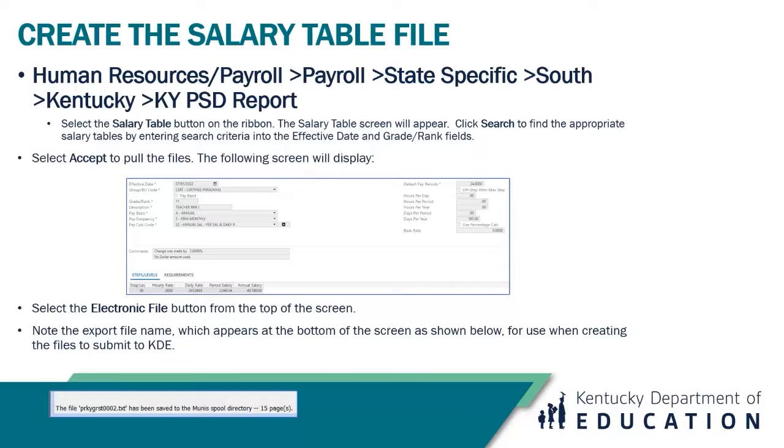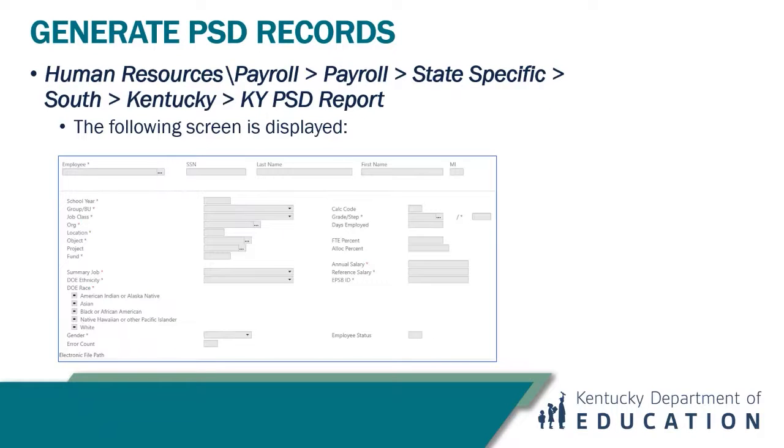So here is simply your pathway to get to your salary table file and the screen that you will see. And then you will select the electronic file button from the top of the screen and note the export file name, which you see in the screenshot at the bottom, and that's what you're going to be submitting to KDE. And this is your display of your path to get to the PSD report and the screen that you will see.